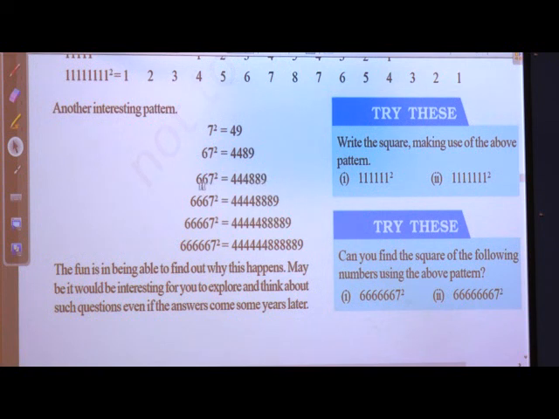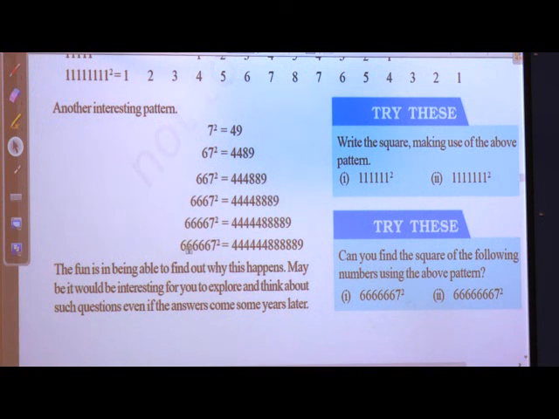44489. What happened here? 2 times 6 and 1 times 7. Here the single 7 whose square we are taking is 49. 67 squared is 2 times 4, 8, 9. 667 squared is 3 times 4, 2 times 8, 1 times 9. 6667 squared is 4 times 4, 3 times 8 and 1 times 9. 66667 squared is how many times 4? 1, 2, 3, 4, 5. 5 times 4, 4 times 8, 9.